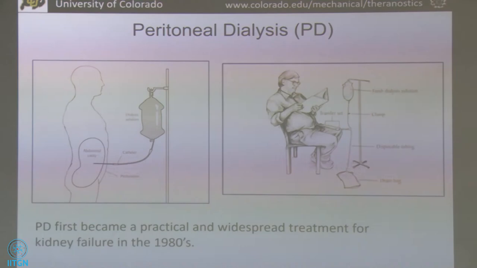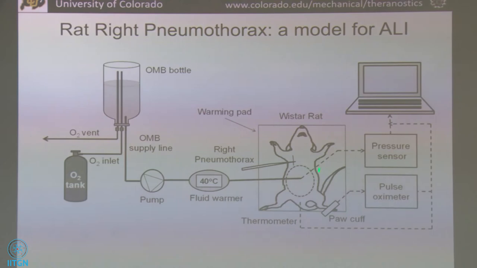So we're kind of tagging on with this technology, but instead of dialyzing, where we're trying to pull off urea and other toxins, we're trying to put in oxygen. So we tested this in the rodent rat pneumothorax model. So it's a poor rat. We anesthetized the rat and punctured the right side of its lung.